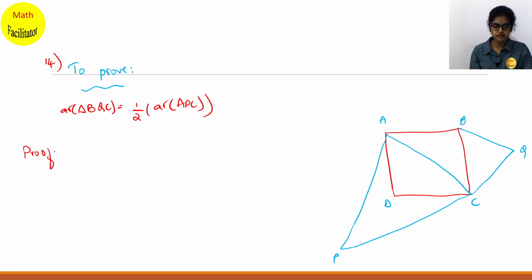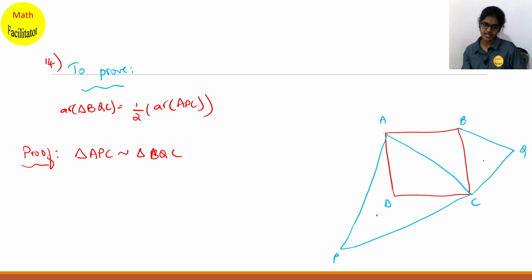So what is the proof? Again, see, these two triangles are equilateral. So triangle APC is similar to triangle BQC. These two triangles are similar to each other because they are equilateral triangles.